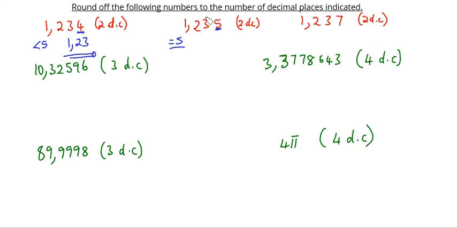It's going to add 1 to the 3. So it's going to be 1,24. This becomes the answer. So we take out the 5.